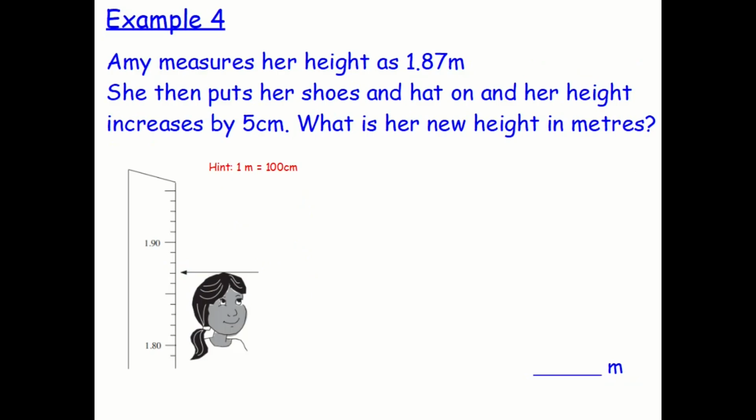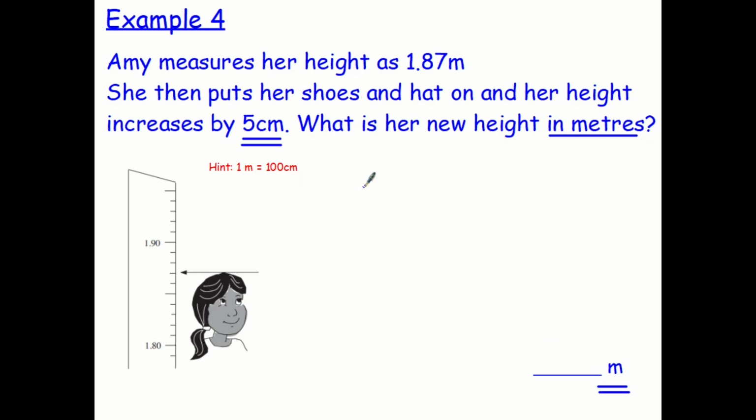Example number 4. Amy measures her height as 1.87 metres. She then puts her shoes and hat on and her height increases by 5 centimetres. What is her new height in metres? So here we're asked for the new height in metres, which is going to require an extra step because of course here we are given the increase in terms of centimetres. If this last bit of the sentence isn't given, always just cast your eye down to the answer line and it will tell you what unit the examiner requires you to give the answer in.